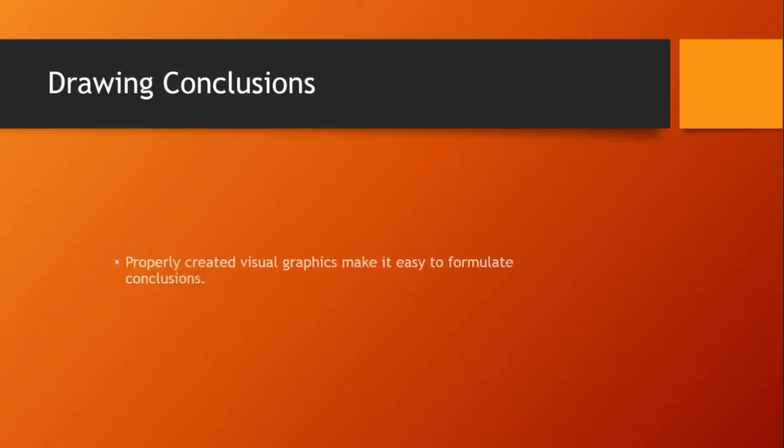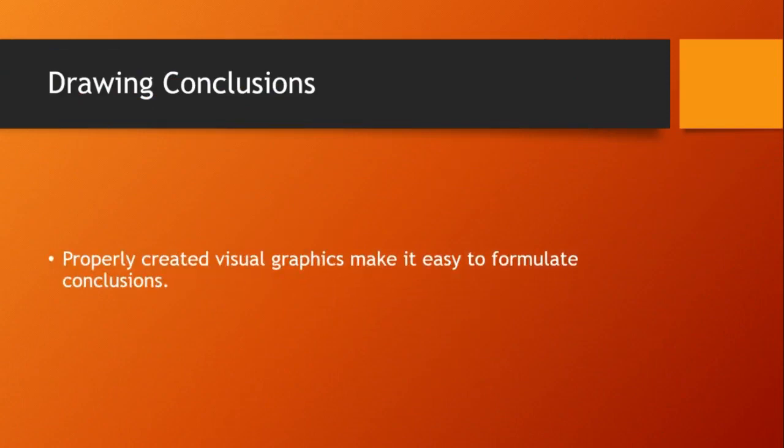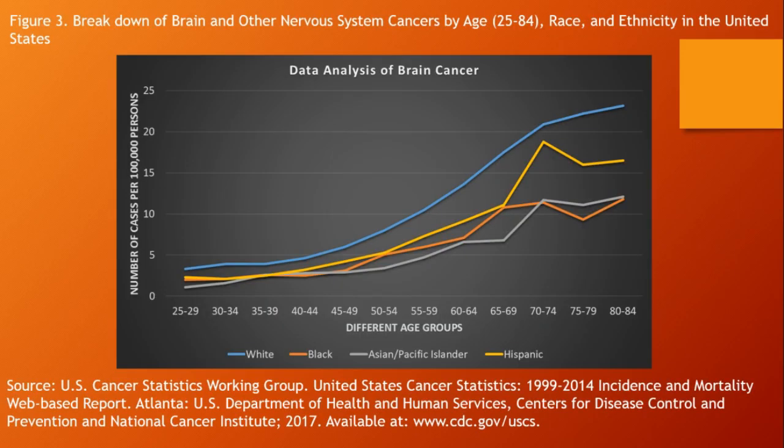Properly created visual graphics make it easy to formulate conclusions. For example, by looking at the visual representation of data collected from the Centers for Disease Control and Prevention website, we can conclude that the white race has the highest number of cases of brain cancer as compared to the other races, and Hispanics have the second highest number of cases. Another conclusion we can draw is that chances of getting brain cancer increases with age.